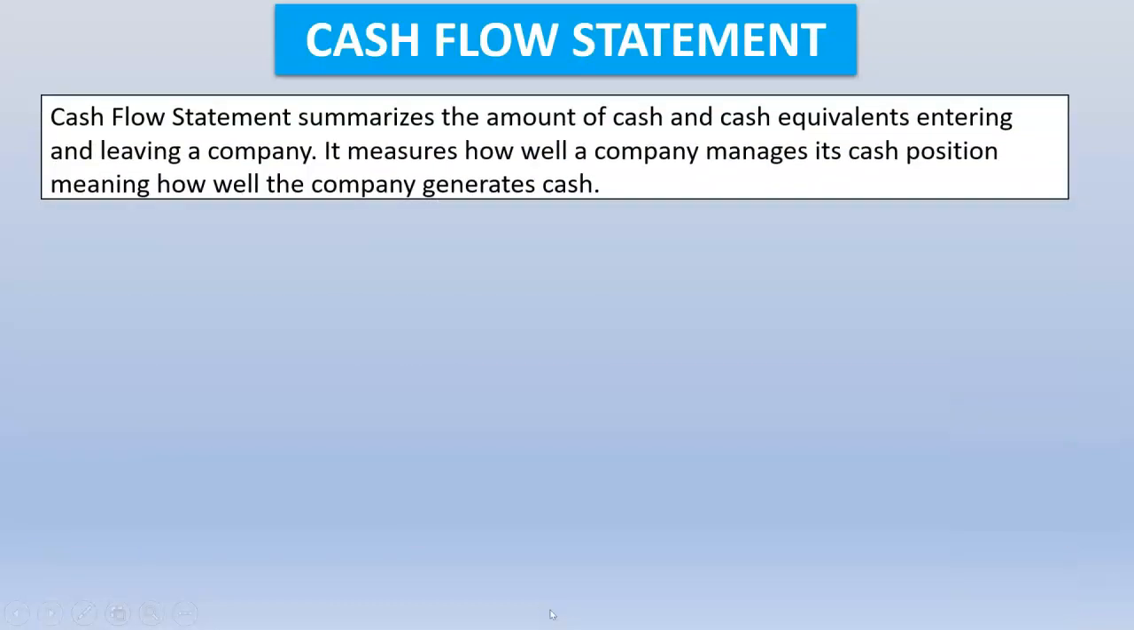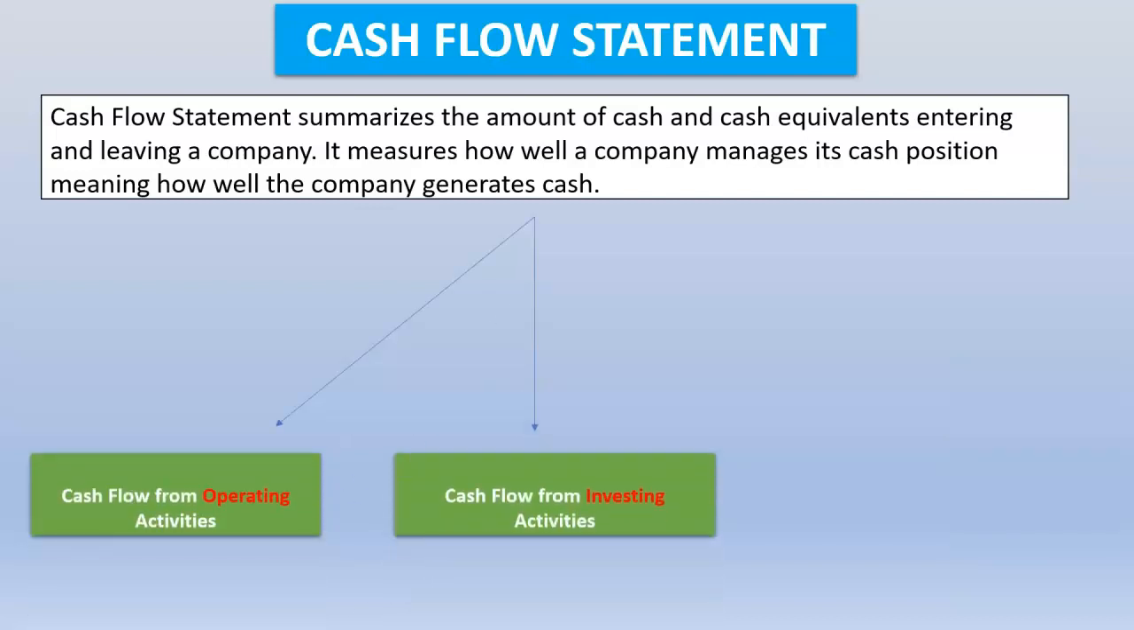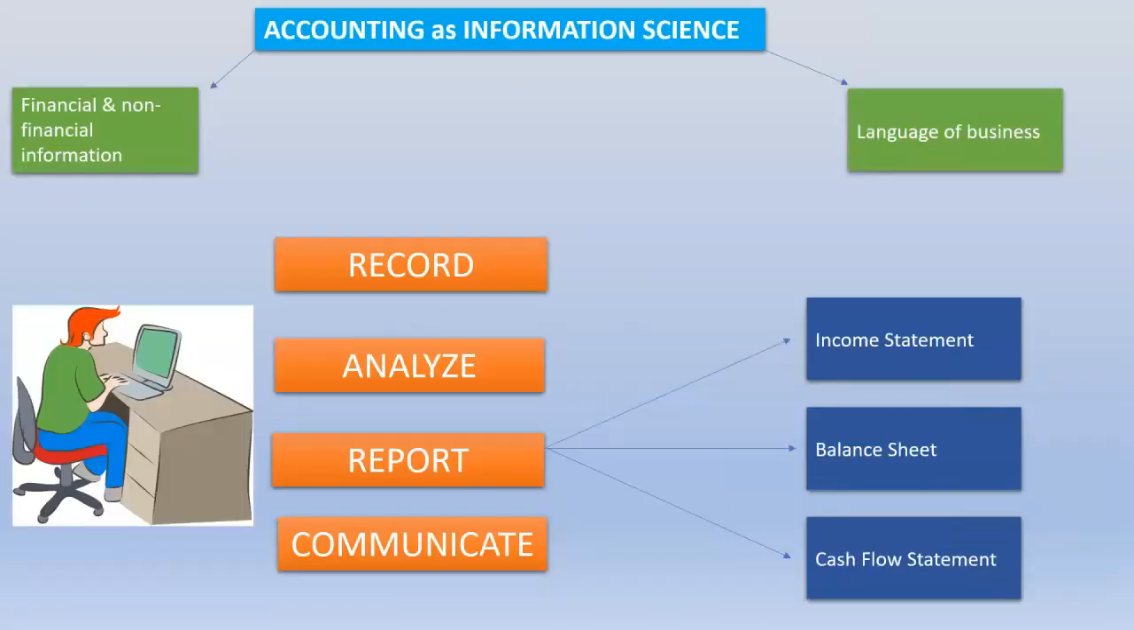Cash flow statement. Cash flow statement summarizes the amount of cash and cash equivalents entering and leaving a company. It measures how well a company manages its cash position, meaning how well the company generates cash. Typically, a cash flow statement has three clear sections, namely cash from operating activities, cash from investing activities, and cash from financing activities.